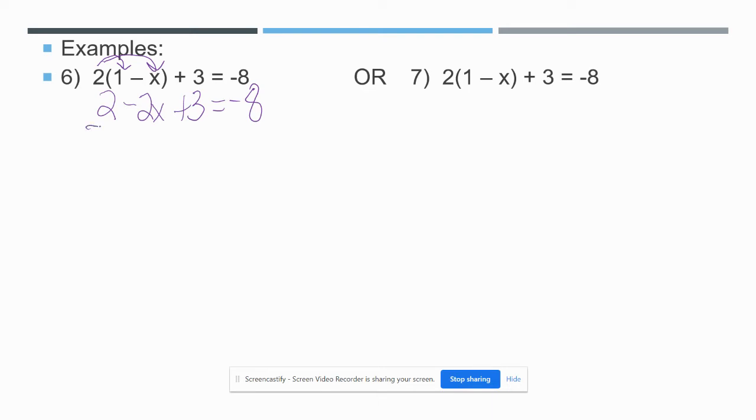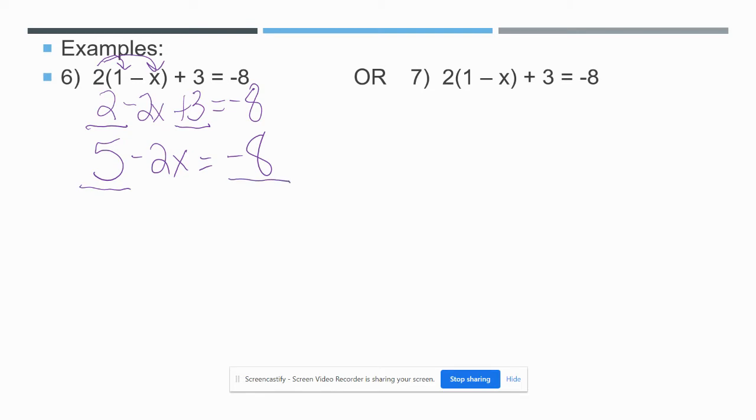From here, I have like terms on the same side. Like terms on the same side, remember we do the math that it tells us to do, and in this case it's 2 plus 3. So 2 plus 3 is 5. We still have the minus 2x equals negative 8. Now I'm going to combine the 5 and the negative 8, those like terms.